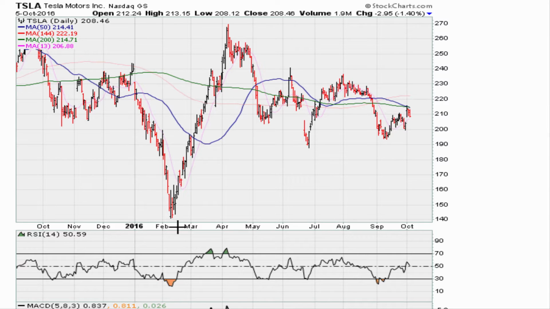Let's take a look at the chart for Tesla at the close of yesterday, which was October 5th, 2016. A couple of observations. The stock had come back to this level here where we have the moving averages and seems to be stalling.